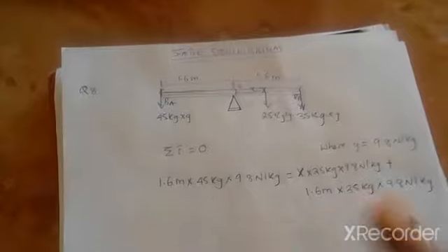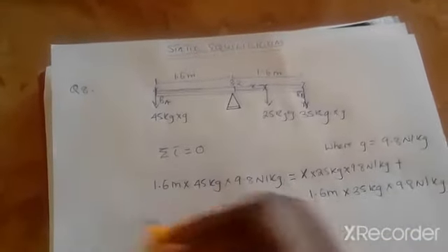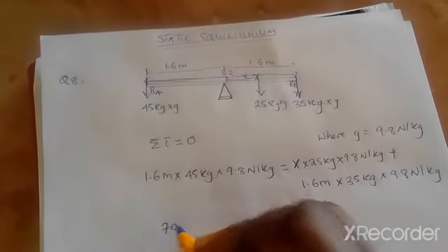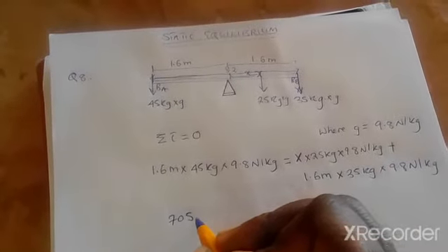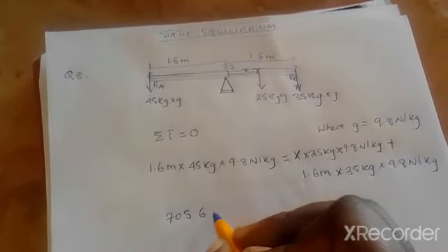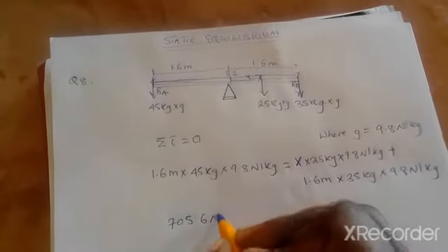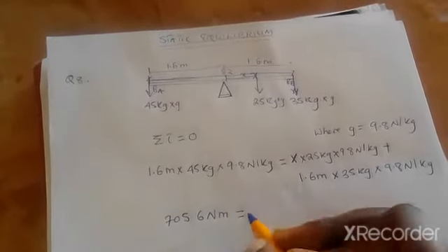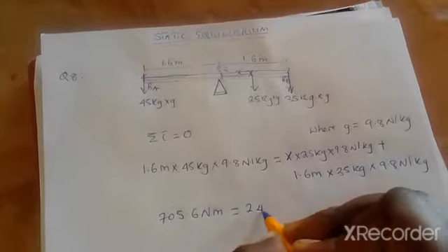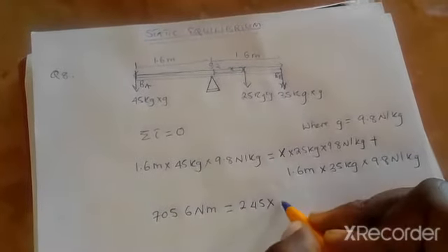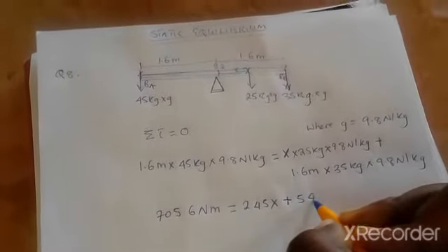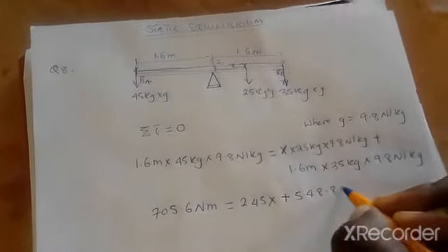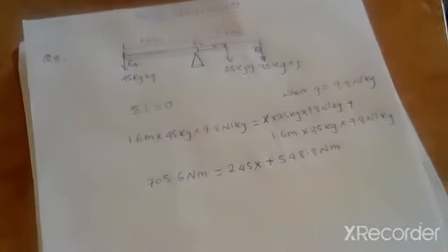So if I simplify this, I'm going to end up with the left side giving me 705.6 Newton meters being equal to 245x plus 548.8 Newton meters. That's what I have.